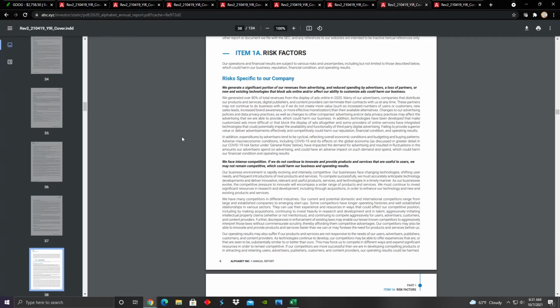One thing I really like about Google's annual report is how open they are with their risk factors. And so I'm just going to skim through this really quickly just to see what some of their primary risks are to the future growth of their company, which is something that as a value investor, we should be very interested in. So we can see that they generate a significant portion of their revenues from advertising, and reduced spending by advertisers, a loss of partners, or new technologies, or blocked ads online could definitely affect their bottom line greatly because of how dependent they are on their ad revenue.